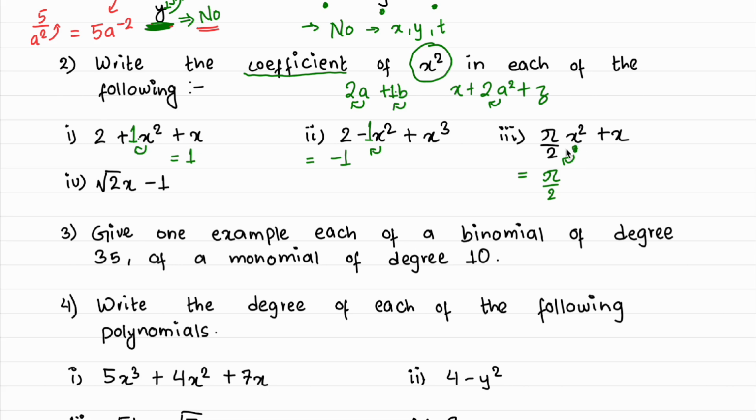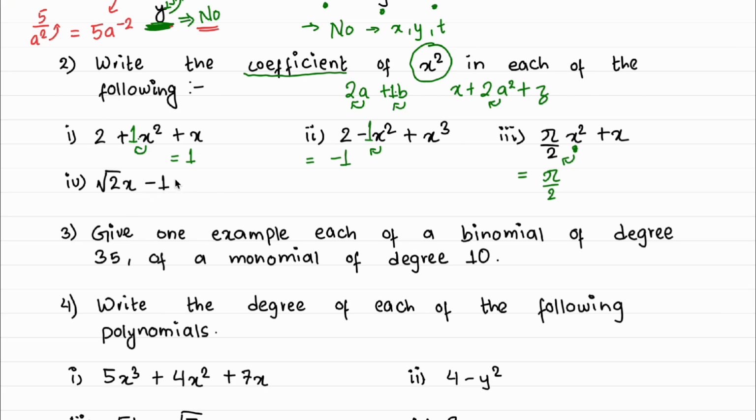So the coefficient of x square in our third question is pi over 2. What about our fourth question? In our fourth question, we don't have an x square, okay? So we don't have an x square. Now, how do we find the coefficient of x square?